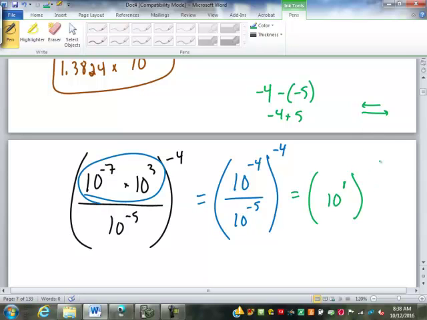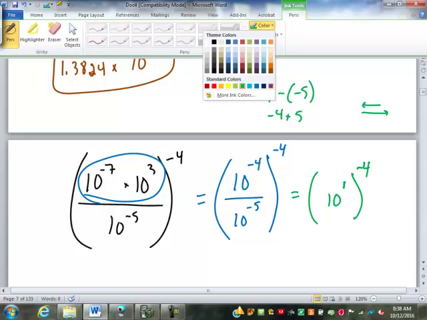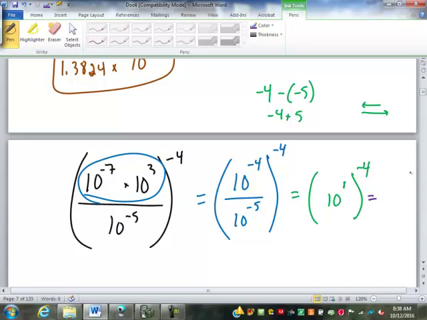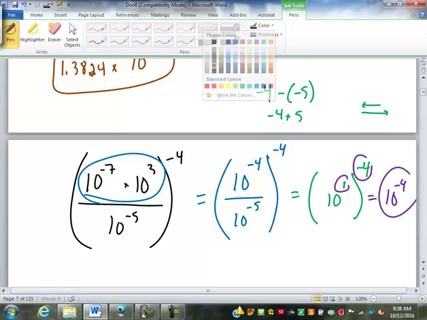Now I could just put 10 in there, but I'm going to put the power of 1 in there because I have one more step to do. I'm going to take that to the power of negative 4. When I take a power of a power, I multiply. So 1 times negative 4 is negative 4. So 10 to the negative 4. Any questions?